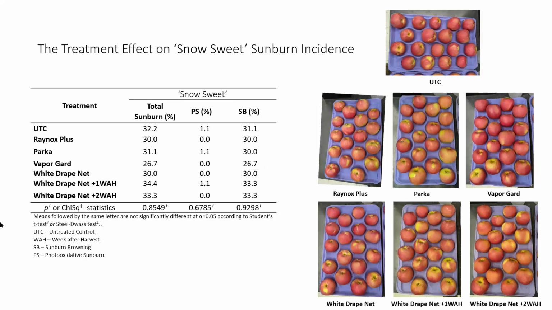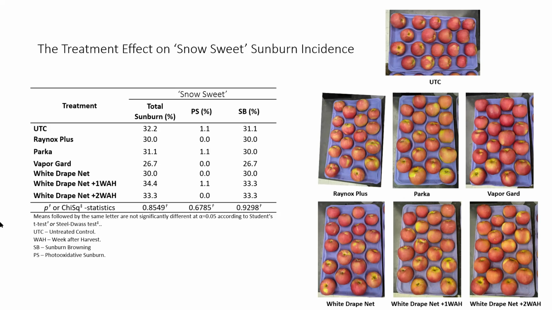And now moving to Snow Sweet sunburn incidence. This variety was first tested last season and included in the sunburn trial. And what was easy to notice is that Snow Sweet is 3 times more sensitive to heat stress than Honeycrisp. Again, here we see no treatment effect on sunburn incidence.